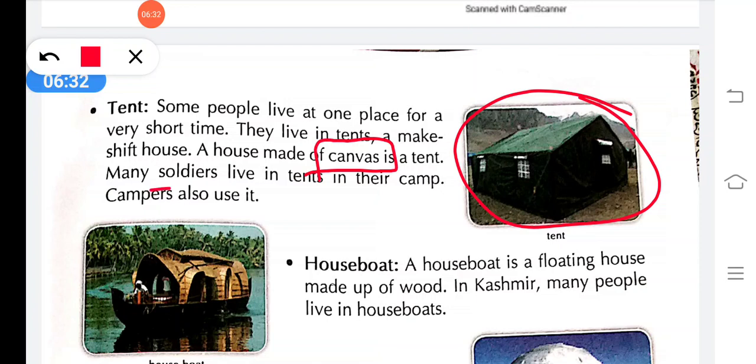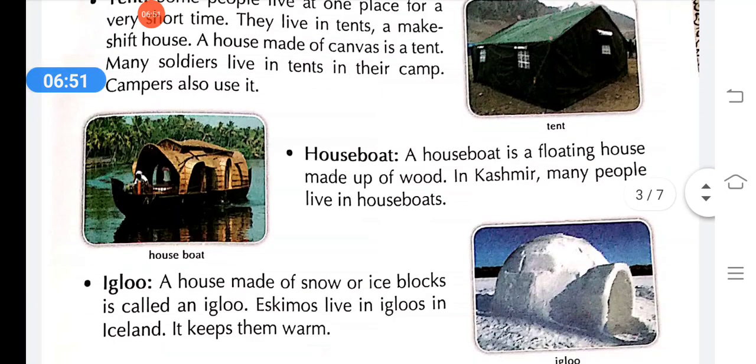Many soldiers live in tents in their camp. You know that. Campers also use it. Campers means people who go for holiday and live in tents for some days. Okay. So at that time they also use tents. Next one is houseboat.